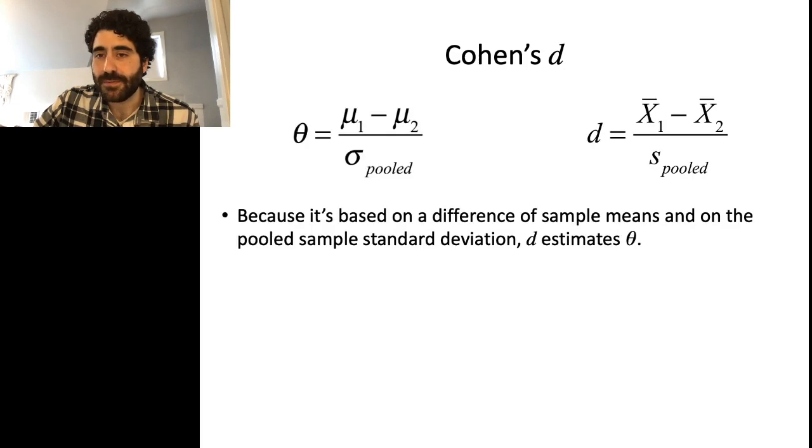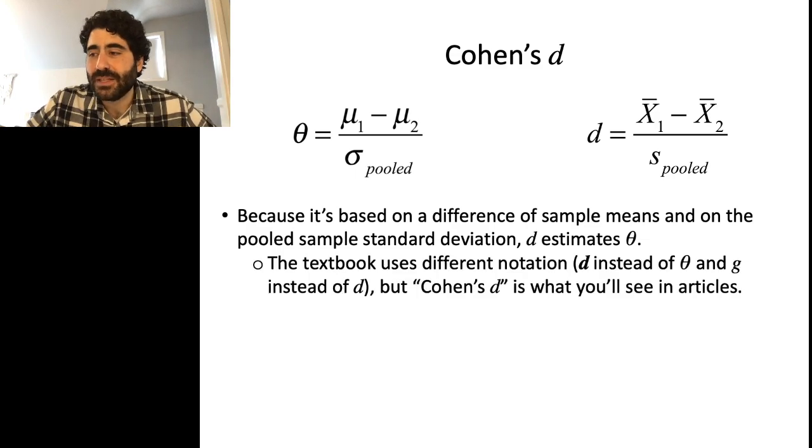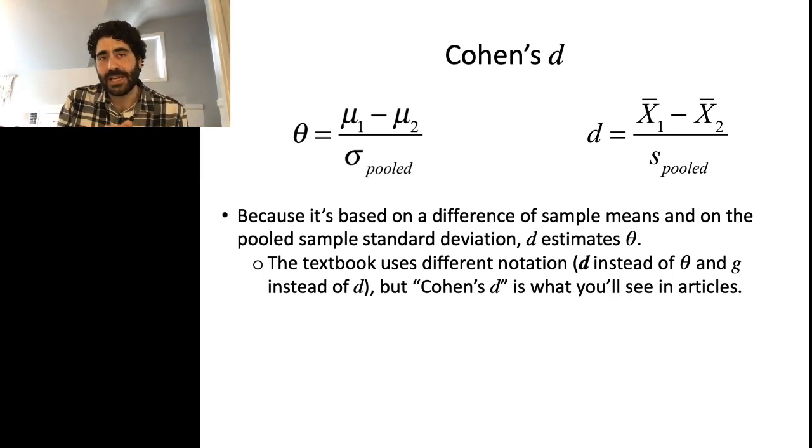Okay, so d here is our estimate of the sort of true effect size theta. The textbook uses this notation a little bit differently, but what you'd actually see in papers, again, is people would call this Cohen's d, and this thing on the right is the thing that we actually measure and report. And so, right, the idea here is we're asking how far apart the means of these groups are relative to the variation within the groups.